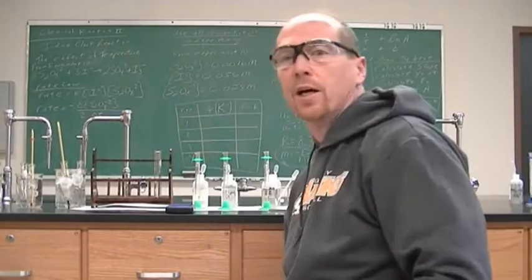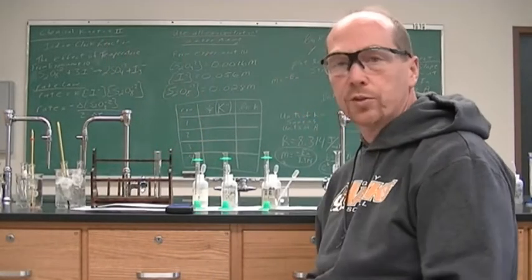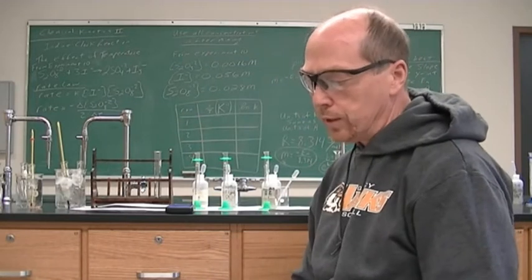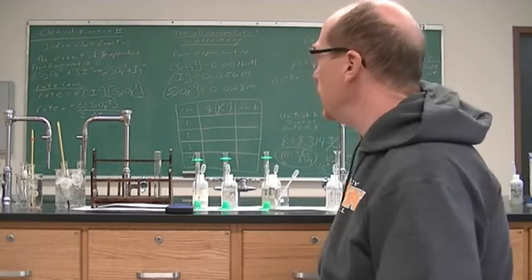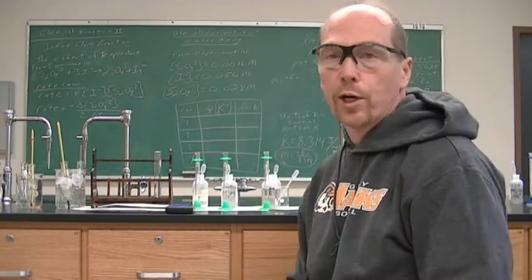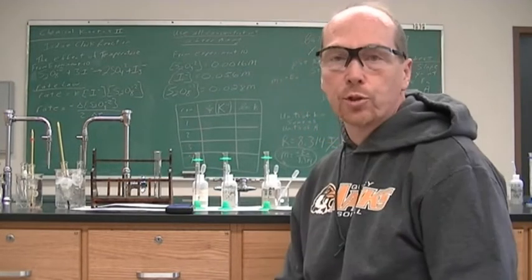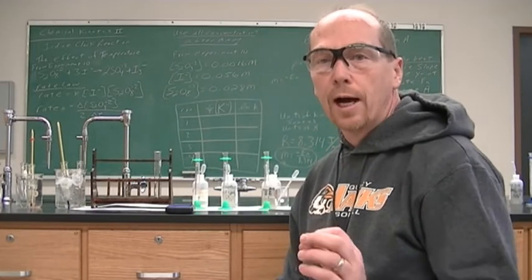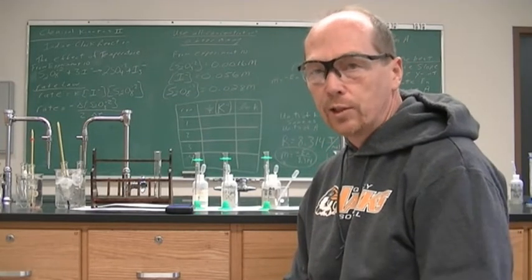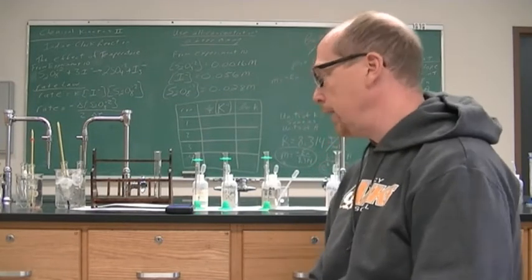Alright, now we're going to do experiment 11, which is chemical kinetics 2, the effect of temperature on the reaction rate. And so we are going to have 4 different temperatures that we're going to run our iodine clock reaction, the exact same reaction we did for experiment 10.